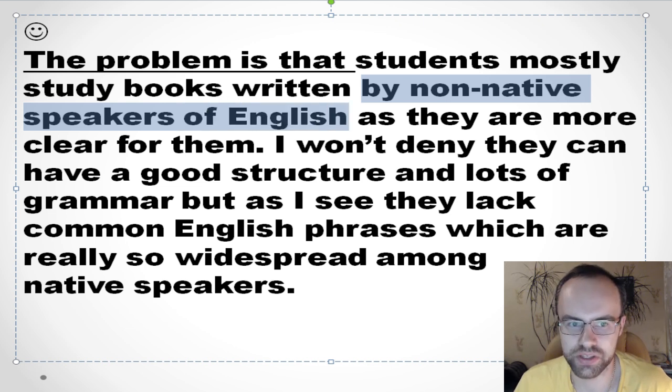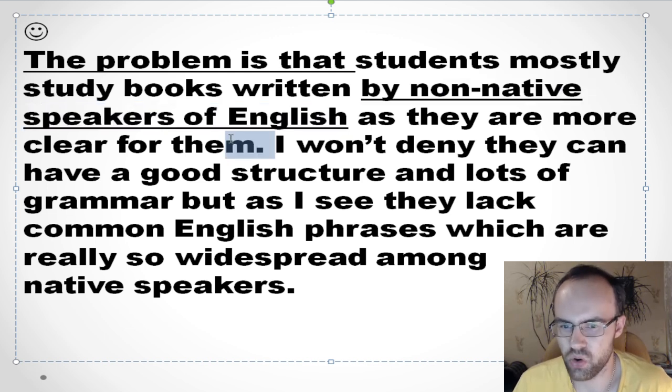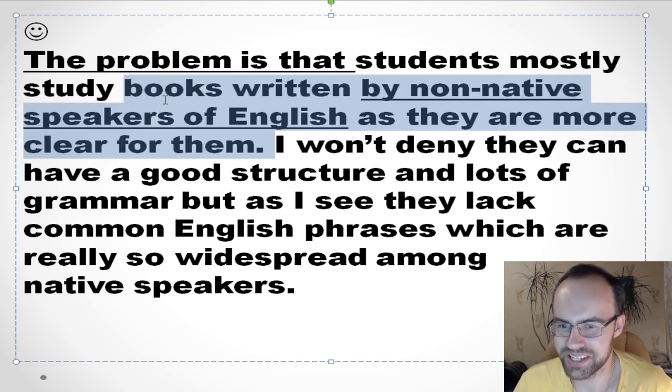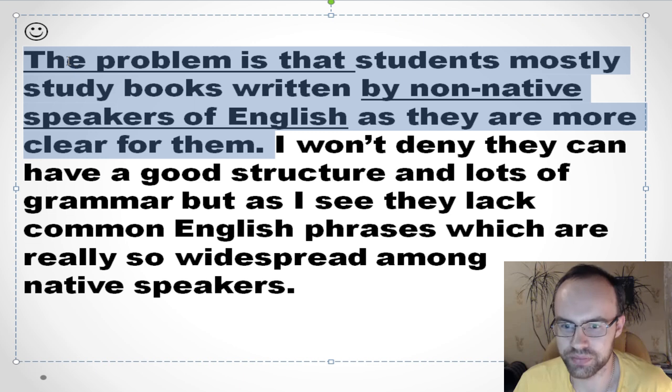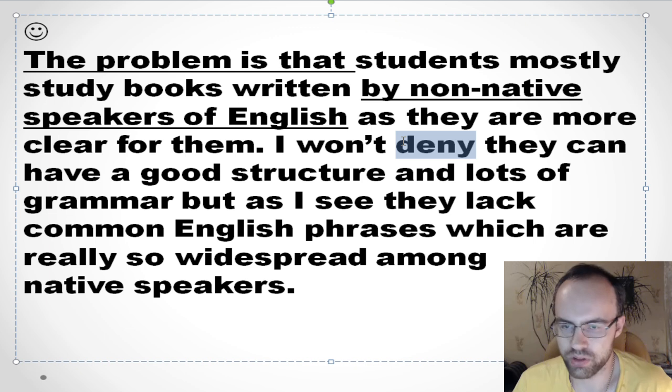I think that you know this thing, as they are more clear for them. When they actually have a translation from their language into English and the opposite, these things are easier for students, so they are very popular. And I won't deny, it means that I won't say no, they can have a good structure and lots of grammar, so they are usually full of grammar and different exercises.